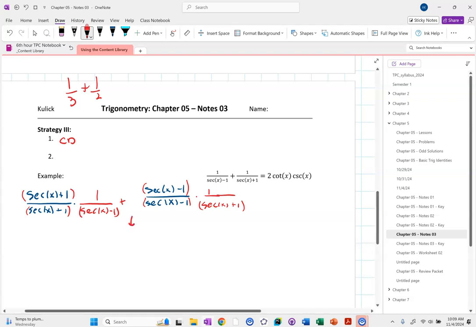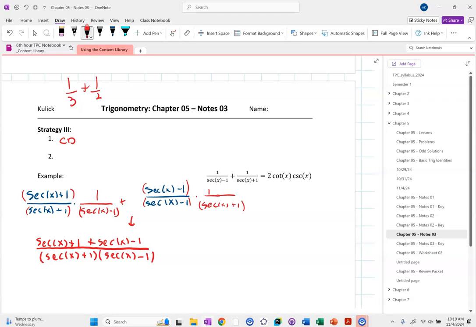So if we simplify things, secant x plus 1 times 1 is just secant x plus 1. Secant x minus 1 times 1 is just secant x minus 1. And my denominator is secant x plus 1 times secant x minus 1. Everybody okay with how I simplified things down? But the bottom's not the same thing. The bottom and the top are different. The top is being added, and the bottom is being multiplied. Right? You see the difference there? Okay.